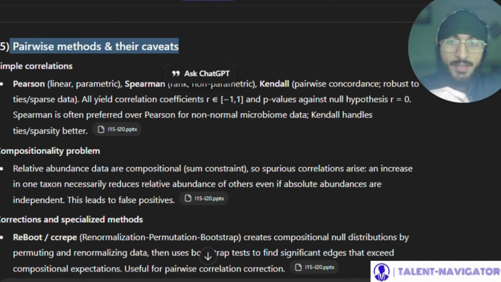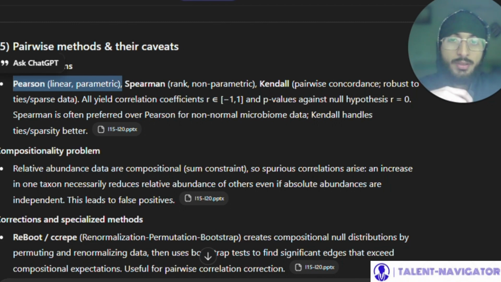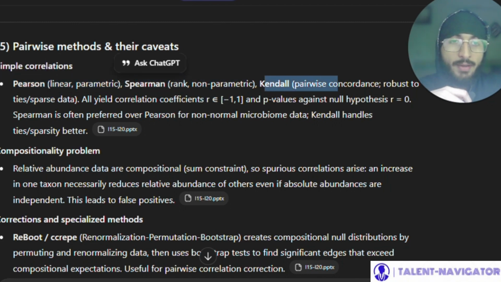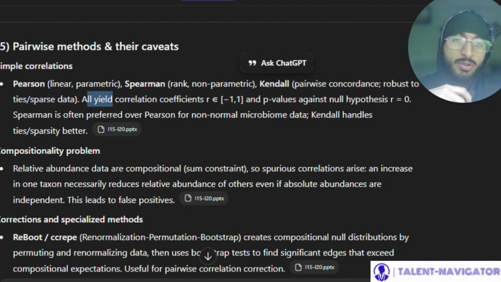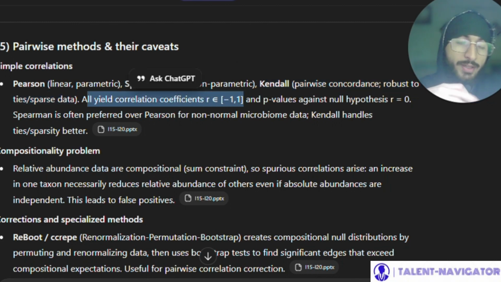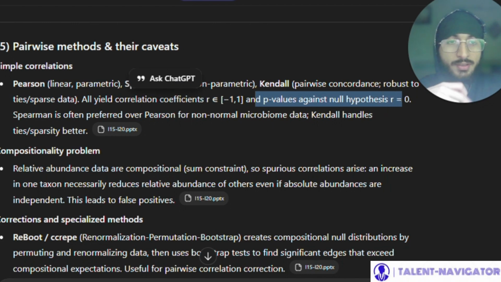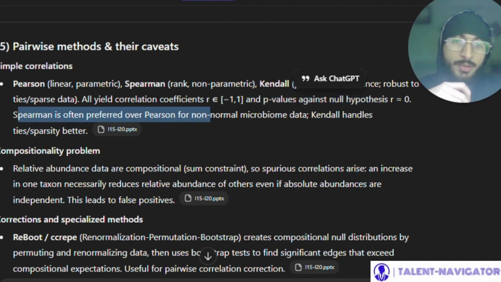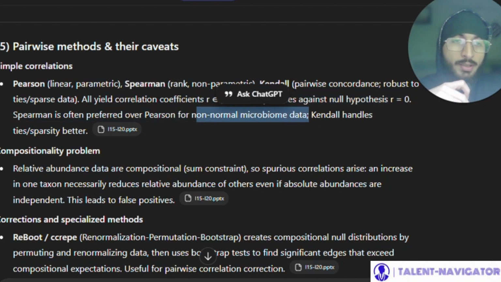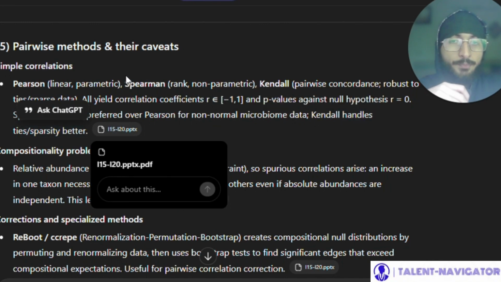Now we have pairwise methods and their caveats. Simple correlations like Pearson for linear and parametric, Spearman for rank and non-parametric, and Kendall for pairwise concordance, which is robust to ties and sparse data. All yield correlation coefficients from -1 to 1, and p-values against the null hypothesis that the correlation is equal to 0. Spearman is often preferred over Pearson for non-normal microbiome data, and Kendall handles ties or sparsity better.